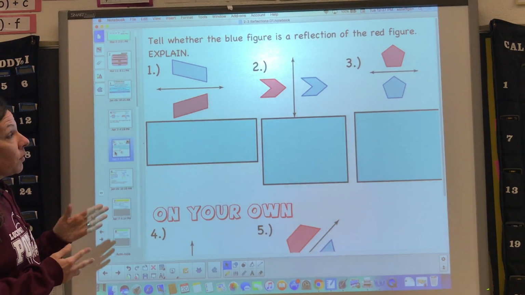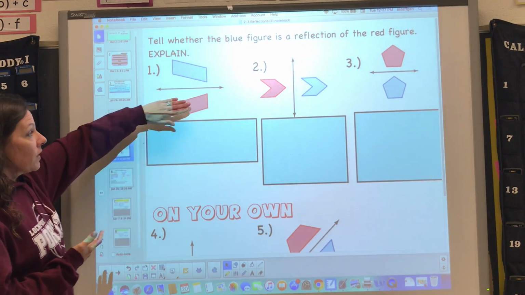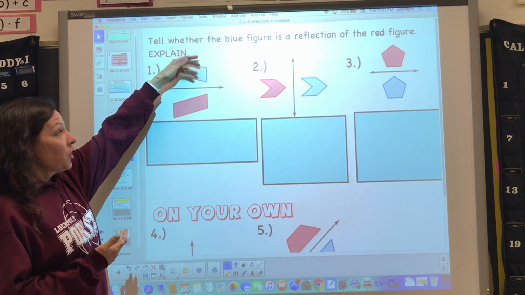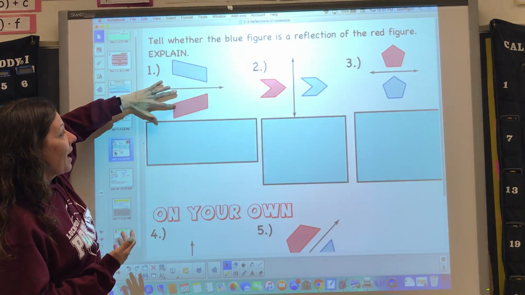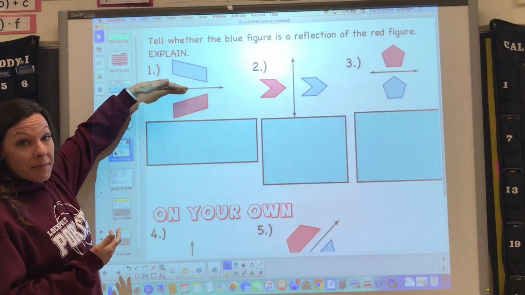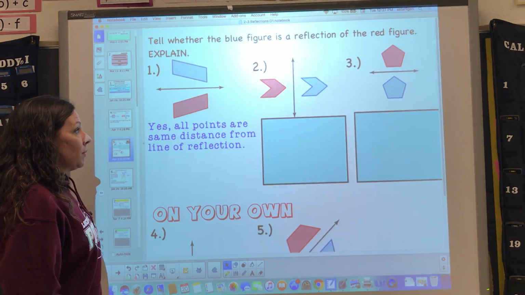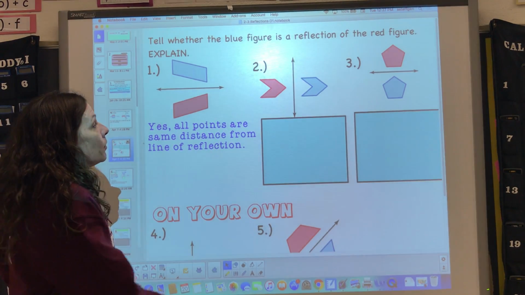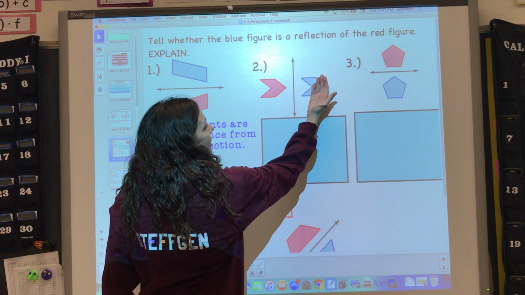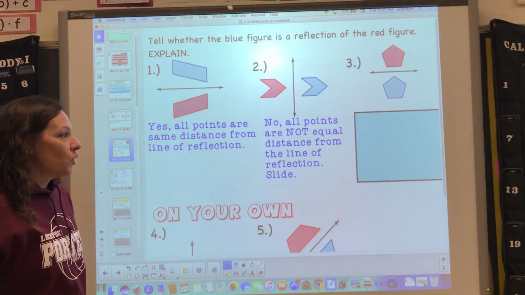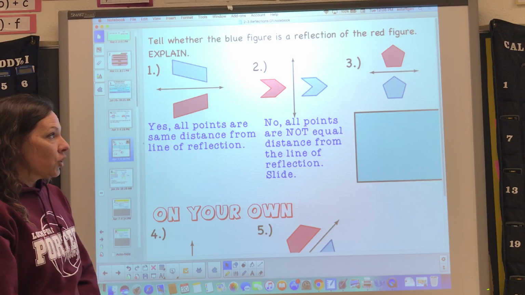So we have to explain whether the blue figure is a reflection of the red figure. If I start with the red figure and flip it over this line of reflection, every point on my red figure is the same distance from this line of reflection. So this would be yes. All points are the same distance from the line of reflection. Number two, if I flip this, it does not look like this figure. So this is no. All points are not an equal distance from the line of reflection.